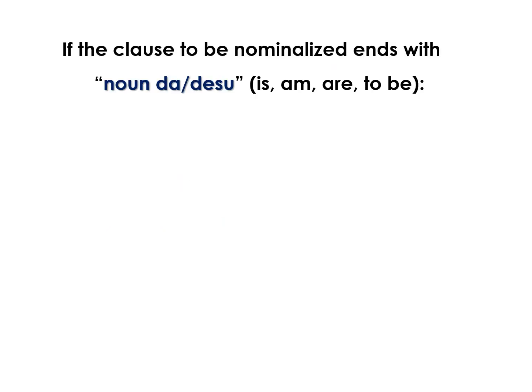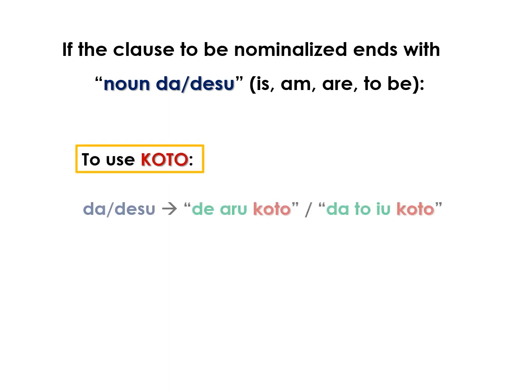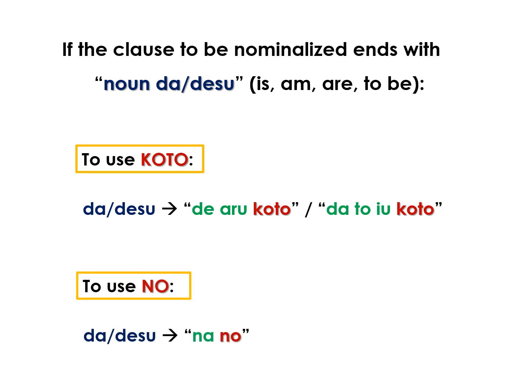If the clause or sentence that needs to be nominalized ends with a noun da or noun desu construction, when you use koto to nominalize, the da or desu changes to dearu, then you add koto, or it changes to da toyu plus koto. So that's dearu koto or da toyu koto. To nominalize using no, you change the da or desu to na, and then you add the no. That's nano. Let's look at some examples.